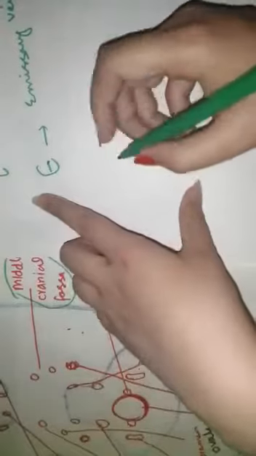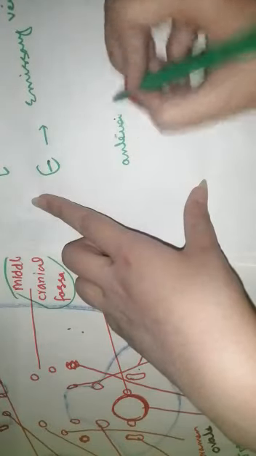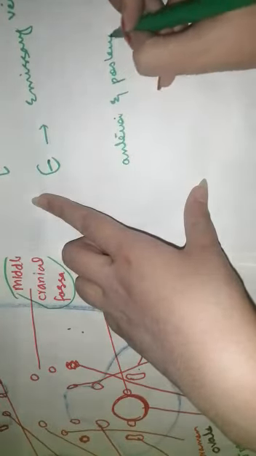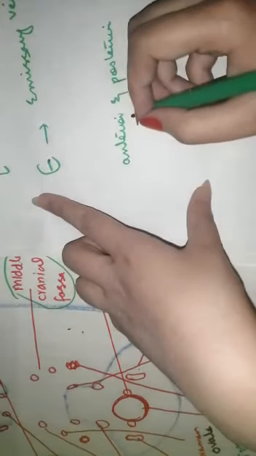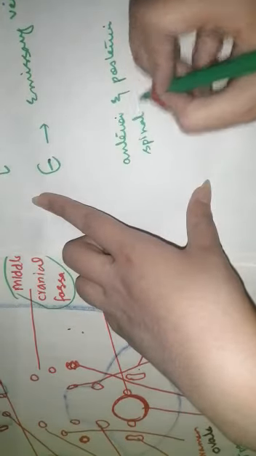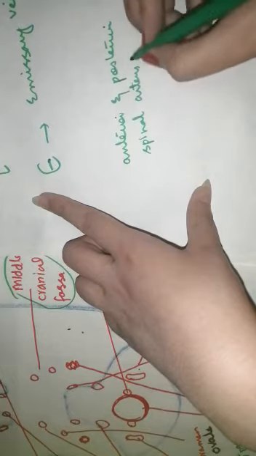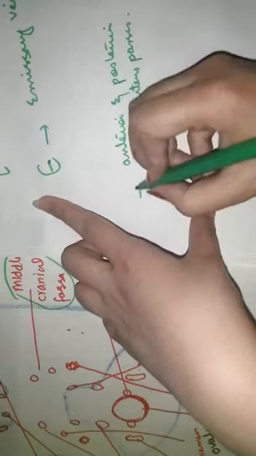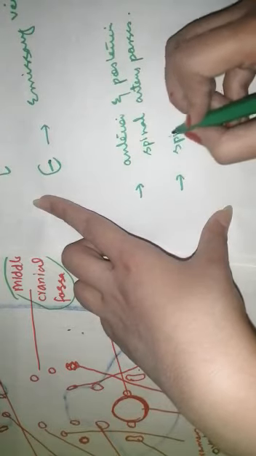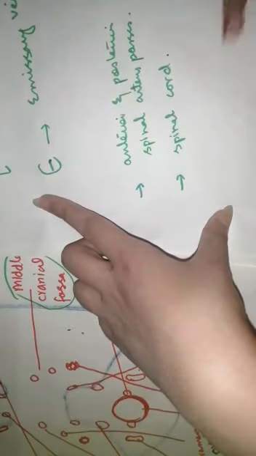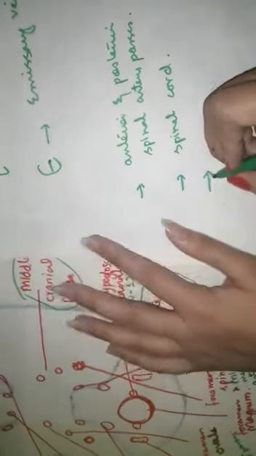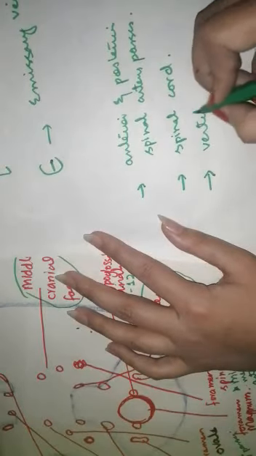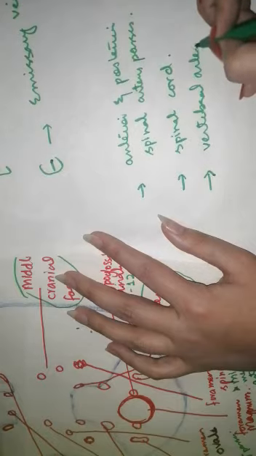From the foramen magnum, okay, here's the foramen magnum. I'll show you on a separate page. From the foramen magnum, anterior and posterior spinal arteries pass. Spinal cord also passes from here. And the third structure is the vertebral arteries.